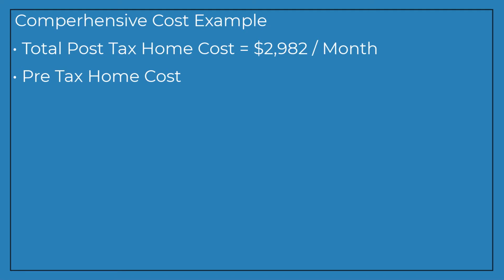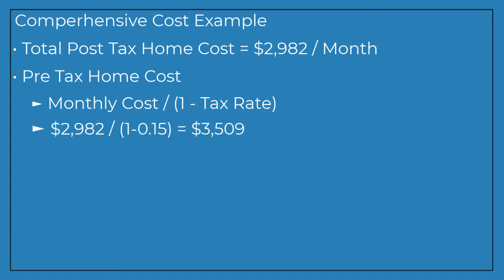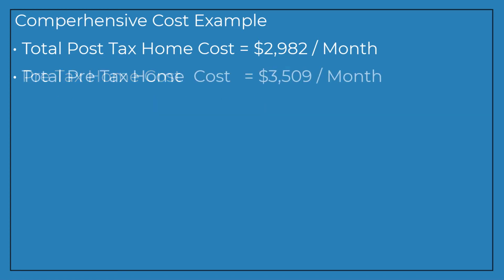And to do this, the formula and the calculations are as follows. You want to take the monthly cost and then divide it by 1 minus your tax rate. So if we assume your average tax rate is 15%, we would take the $2,982 and divide it by 1 minus 15% for a monthly cost of $3,509. So you need to make $3,509 per month pre-tax to have enough after-tax dollars left over to pay for your house.